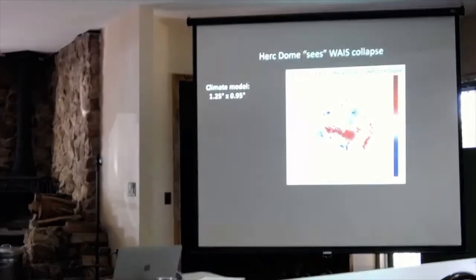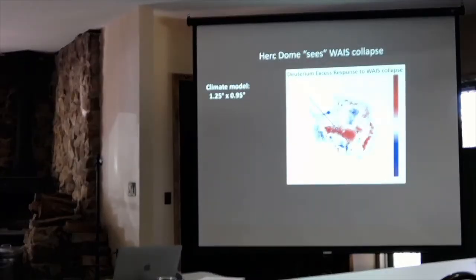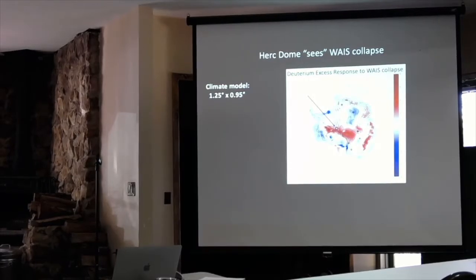I'm not going to spend a lot of time motivating why the Hercules Dome core. I just wanted to illustrate one point using a higher resolution climate model, looking at deuterium excess, and how the change in topography, if you had a WAIS collapse, produces a significant response to that steepened slope. Hercules Dome is in that location where we can see that. We've seen this in many other model results for the water isotopes and many other characteristics.